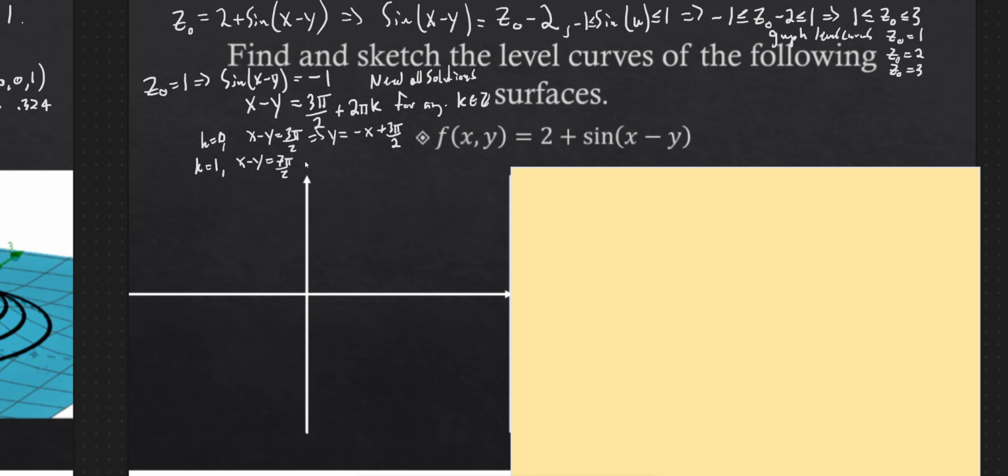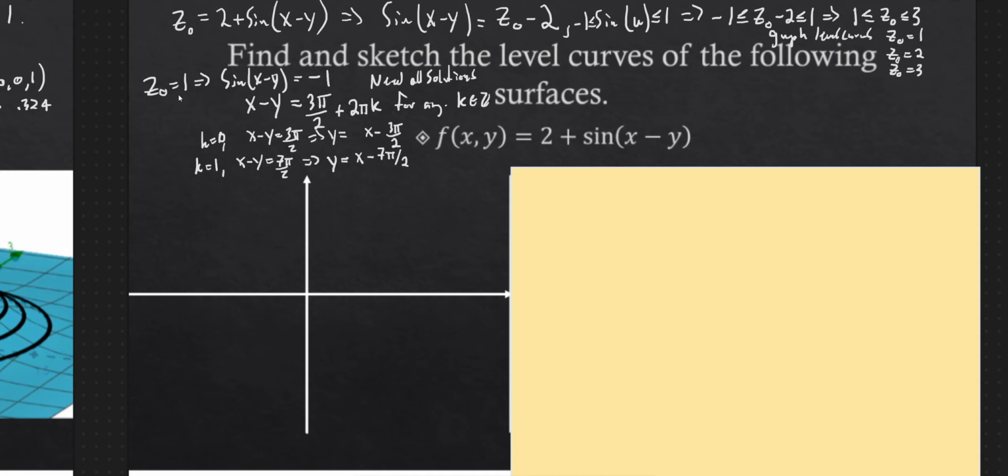And so that gives me the line y equals... Wait, did I do this one right? No, this shouldn't be a negative x, right? No, this should not be negative x. This should just be x and then minus. I had my signs mixed up. Maybe you caught that. x minus 3 pi over 2, right? Subtract that over, add the y over. Yep, I get that. Here I'll get y equal x minus 7 pi over 2.